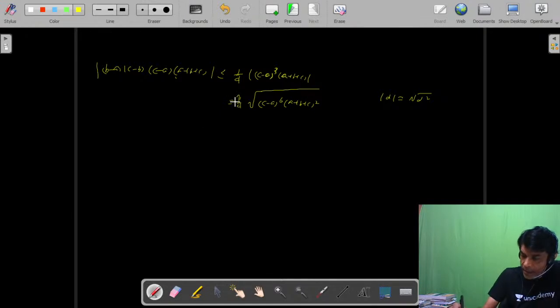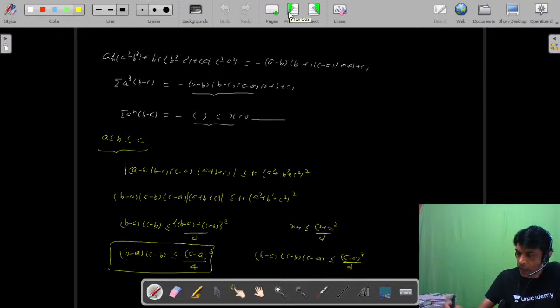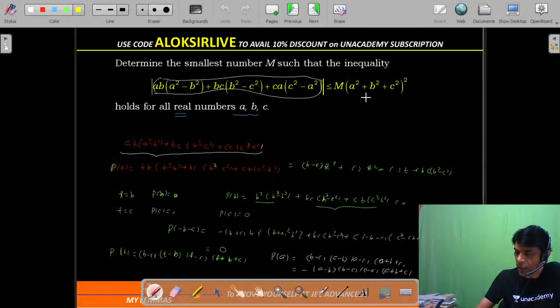Now let me relate C−A. This is not a good thing, because if you remember, the right hand side is very symmetric, right? It's in A, B and C. So M times (A²+B²+C²) whole squared.